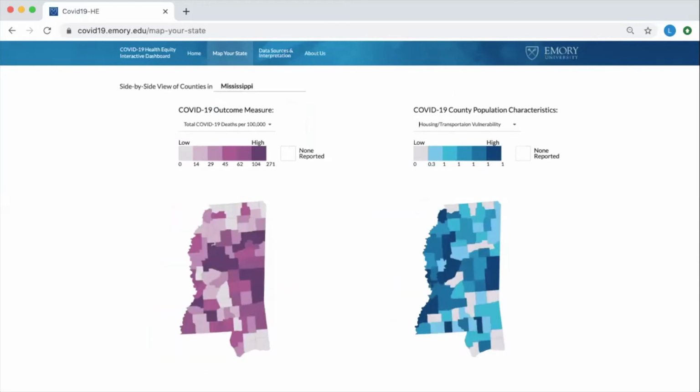Finally, let's take a look at issues of housing and transportation, a composite measurement that takes into account dense living structures, mobile homes, households with no vehicle available, and institutionalized group living. In Mississippi, the death rate tracks with housing and transportation vulnerability. Take a look for yourself at these maps and see the relationships you can visualize between COVID-19 and county characteristics related to poverty.